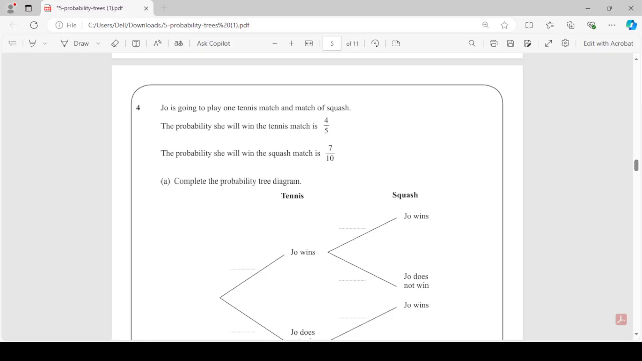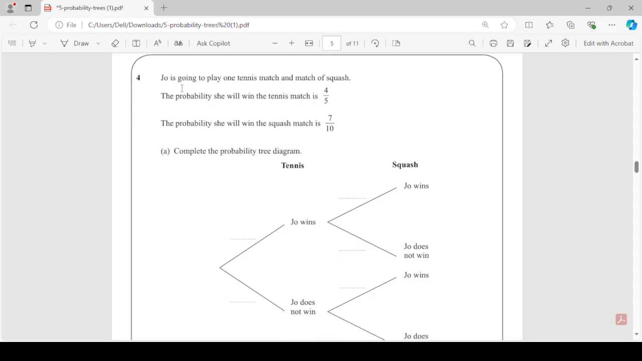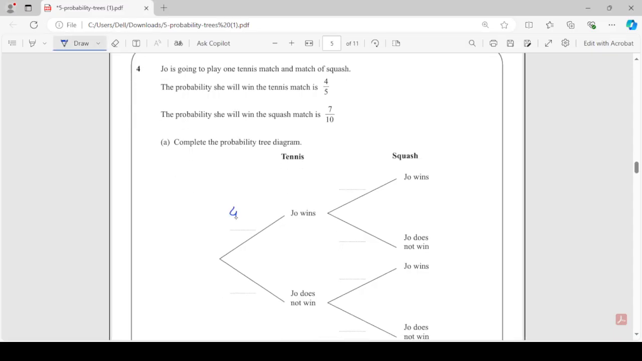Question number 4. Joe is going to play 1 tennis match and 1 squash match. The probability he will win the tennis match is 4 over 5. The probability he will win the squash match is 7 over 10. 1 take away 4 over 5 is 1 over 5.